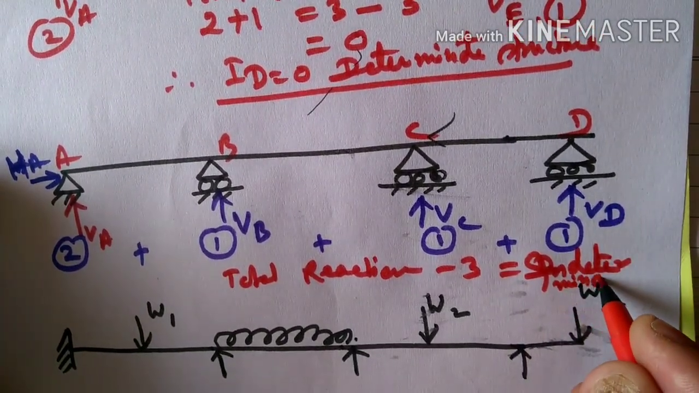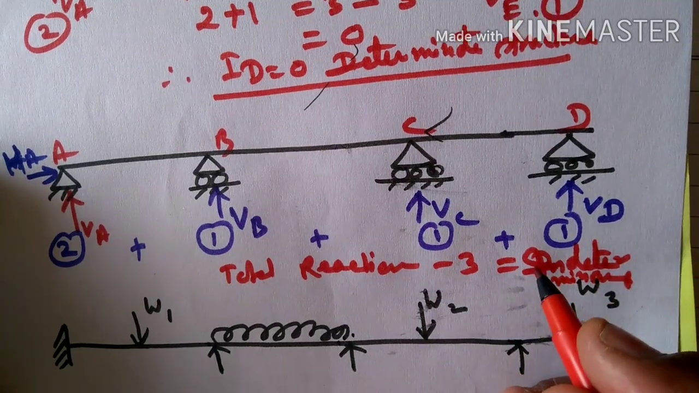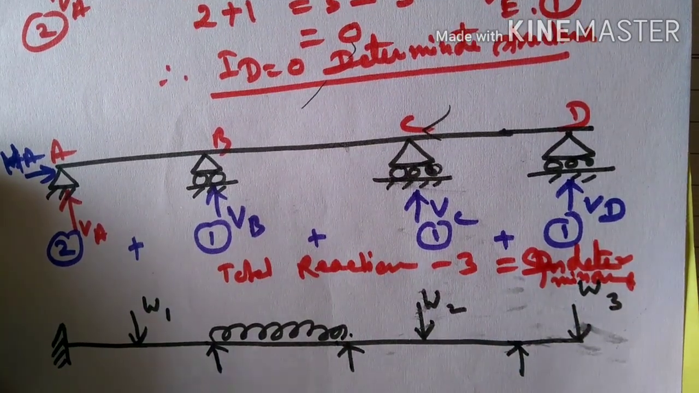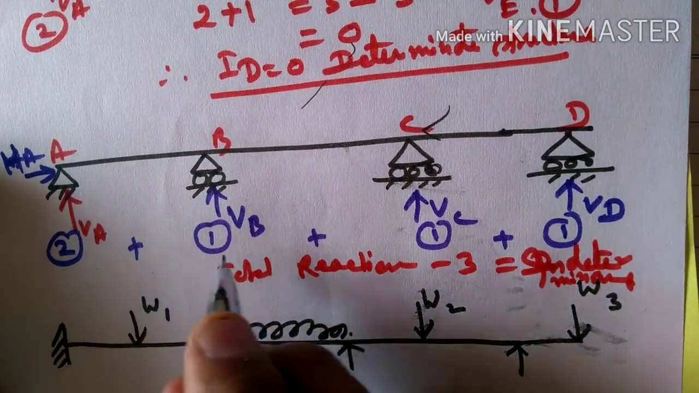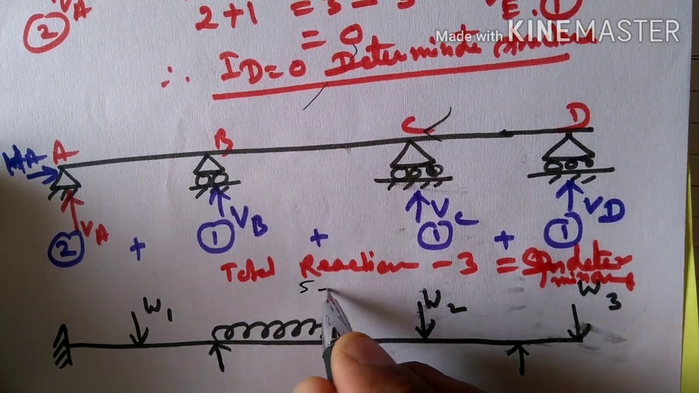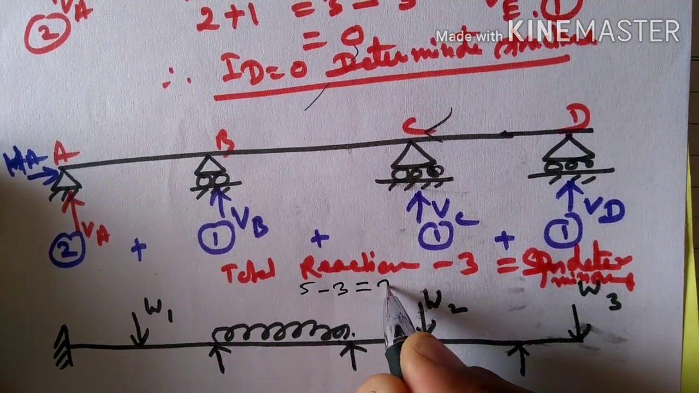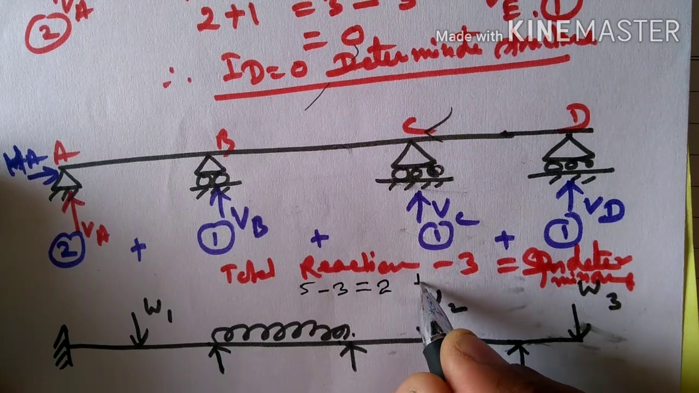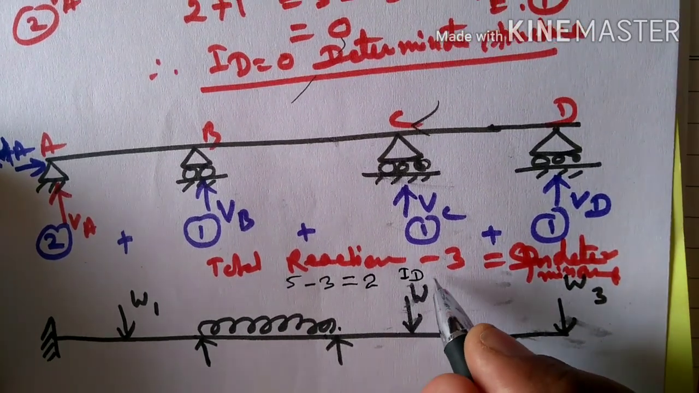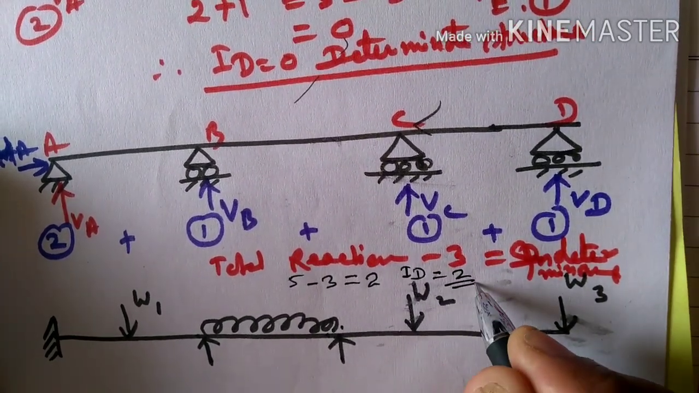Indeterminacy. Okay, total number of reactions here is 2, 3, 4, 5. Then just subtract 3, that is 2. So ID, which means degree of indeterminacy, is equal to 2.